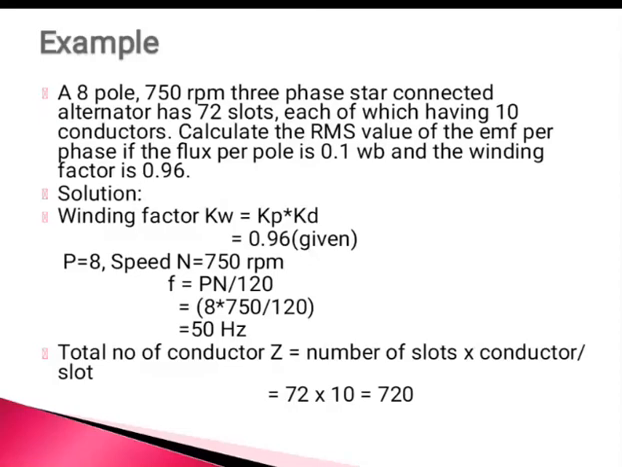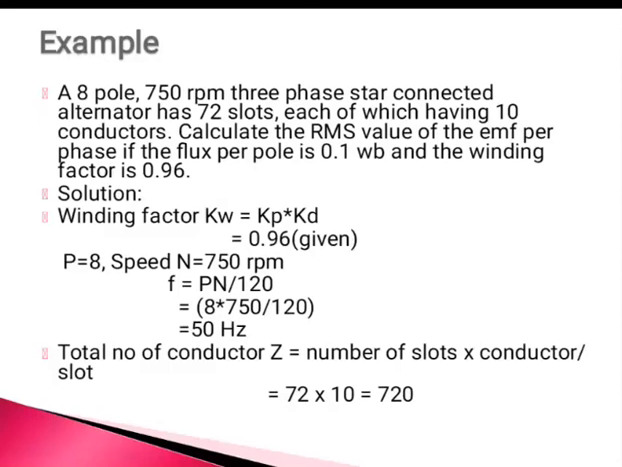Here the winding factor is given, that is 0.96. The number of poles is given, P is equal to 8. The speed is 750 rpm. Then the frequency is calculated by PN by 120. So P is equal to 8, N is equal to 750, divided by 120. So we calculated the frequency, that is 50 Hz.